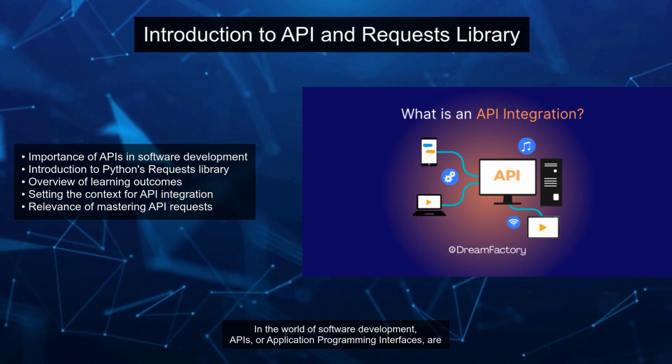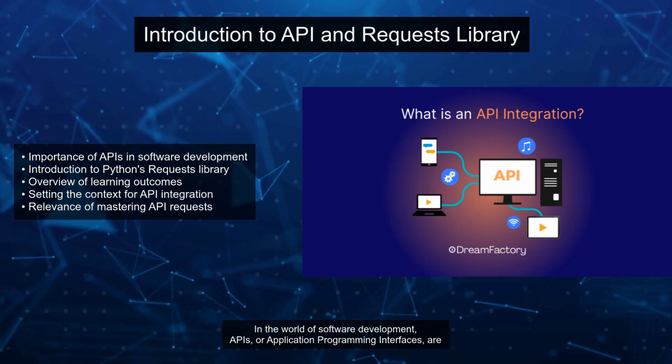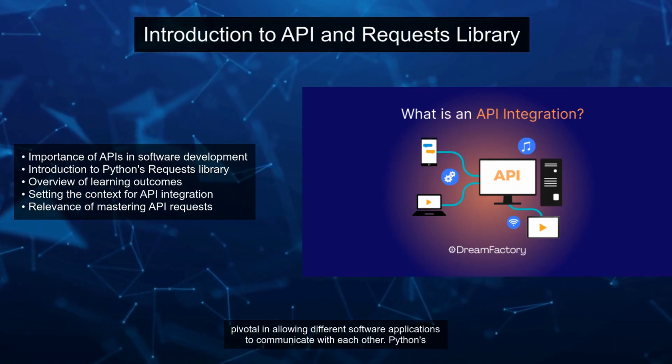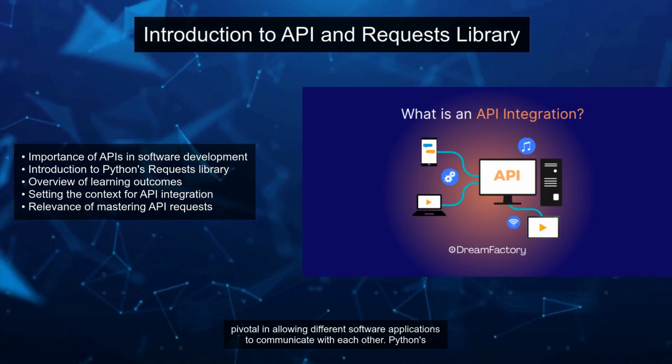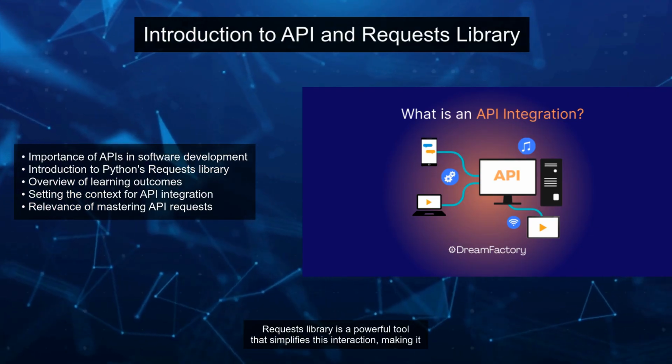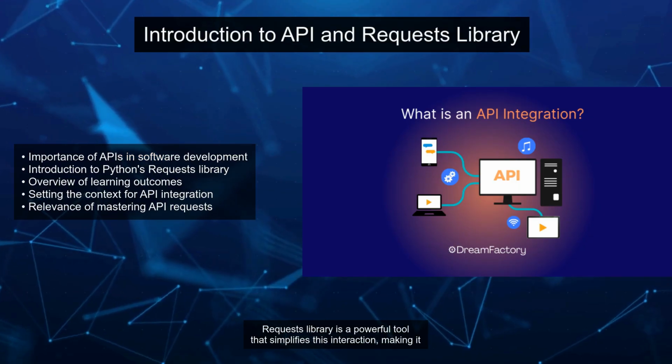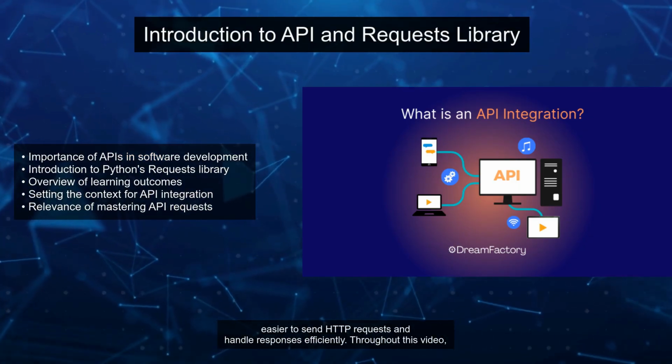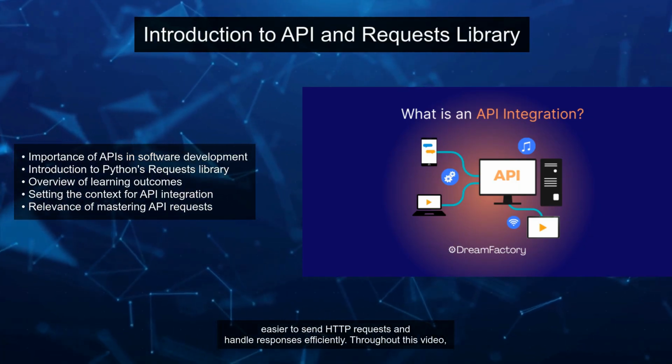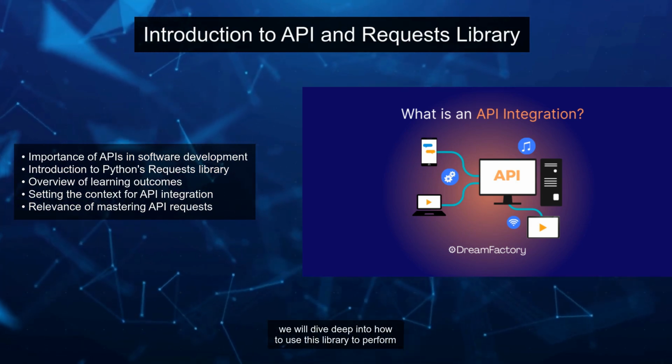In the world of software development, APIs, or application programming interfaces, are pivotal in allowing different software applications to communicate with each other. Python's requests library is a powerful tool that simplifies this interaction, making it easier to send HTTP requests and handle responses efficiently.